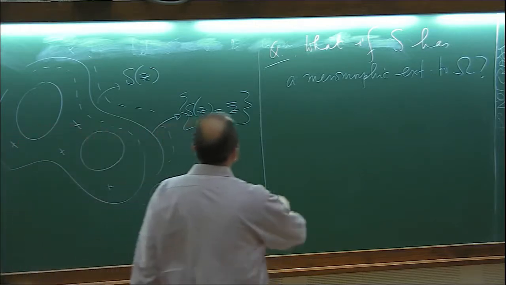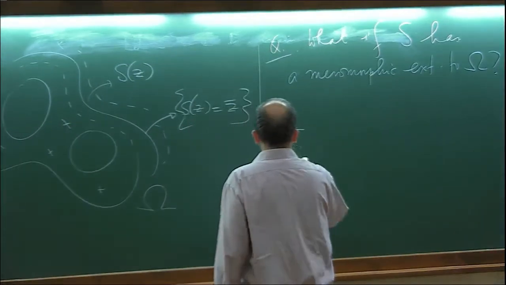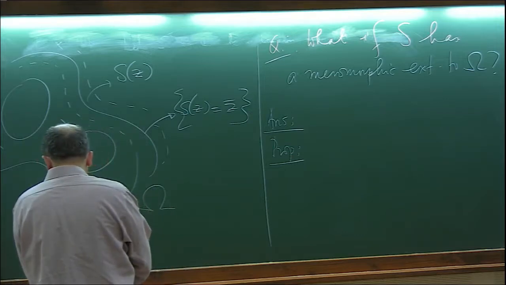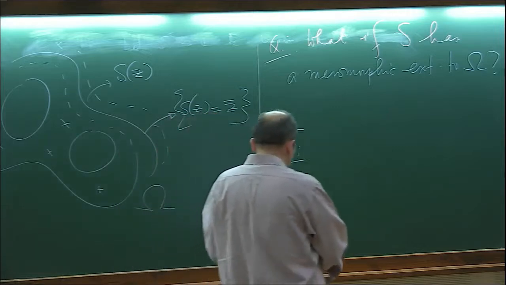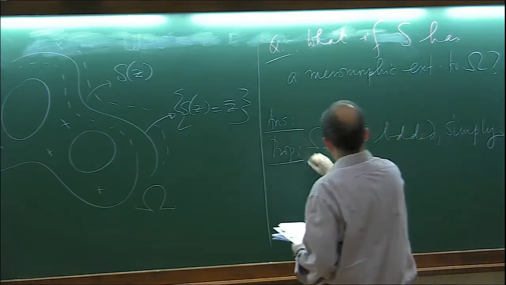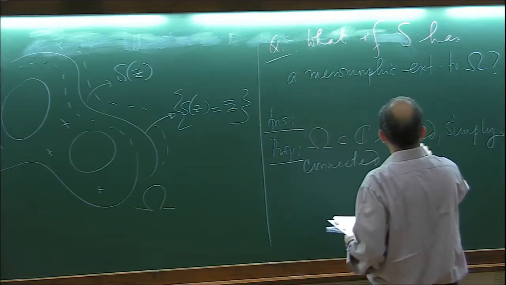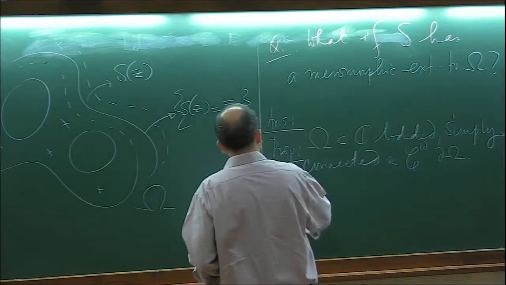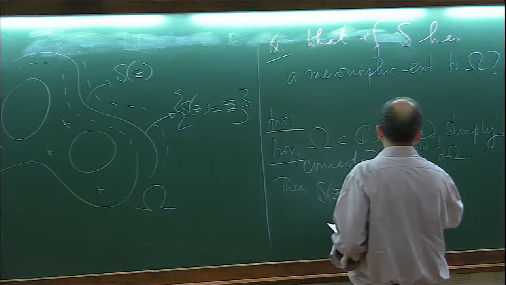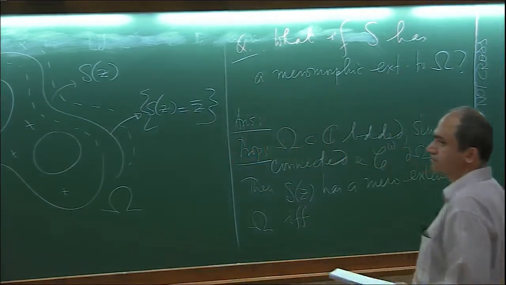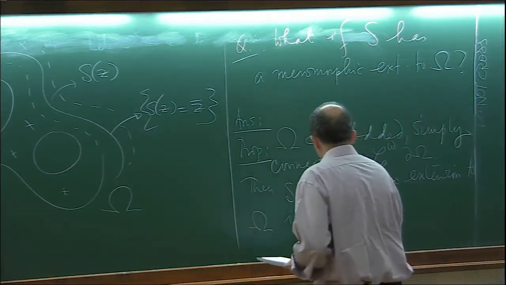Okay. So the answer to this question is the following. The answer is captured in a proposition. And this proposition gives us the first connection with quadrature domains as we have defined there. So take omega to be bounded, simply connected, and real analytic boundary, nicest possible situation. Then S has a meromorphic extension to the entire domain omega if and only if omega is a quadrature domain.